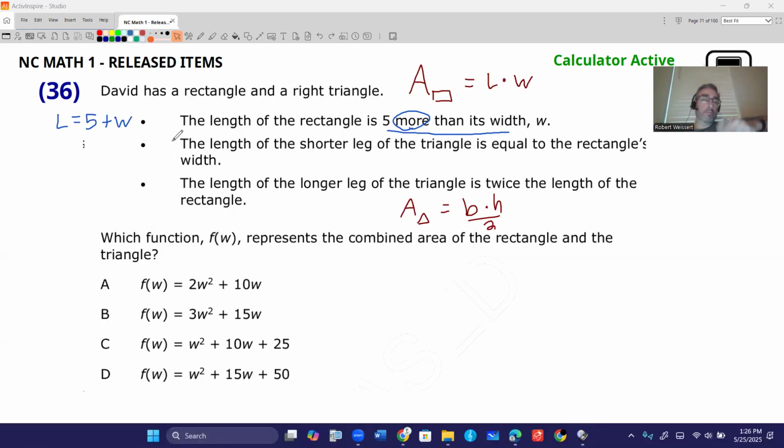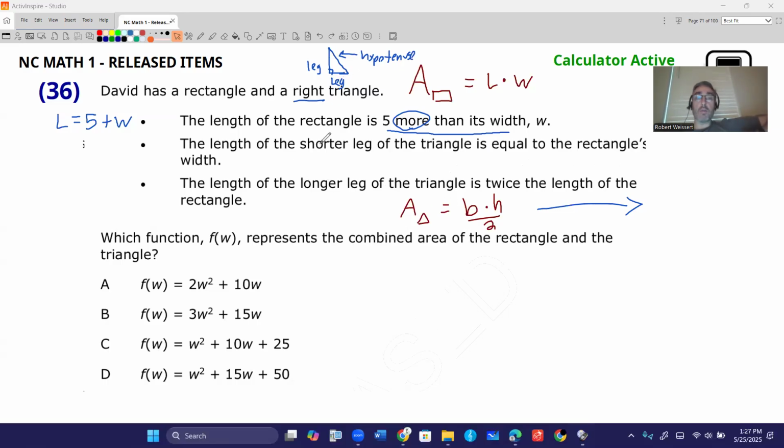Bullet 2: the length of the shorter leg of the triangle is equal to the rectangle's width. So let's talk about that triangle for a second. It's a right triangle, and remember that in a right triangle, the legs are the base and the height. The longest side is the hypotenuse. We're not going to use the hypotenuse for the area. We're just going to use the two legs as the base and the height.